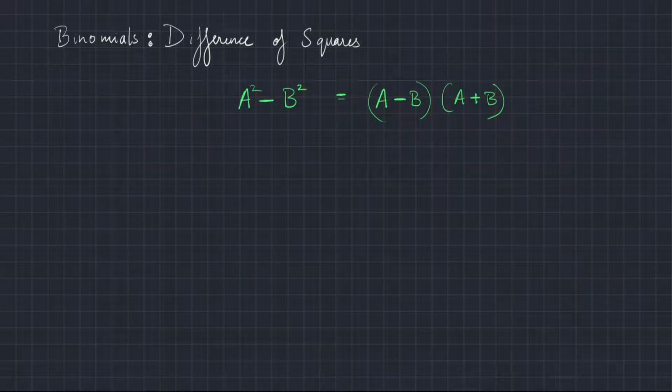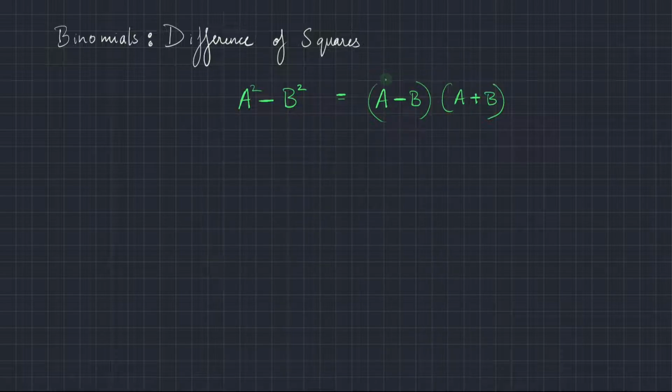Our next factoring strategy involves factoring binomials. Binomial factoring usually involves a difference of squares, and this formula is always going to hold true whenever there is a difference of squares, for example, a squared minus b squared. It's worth checking that this formula, that is a squared minus b squared equals a minus b times a plus b, is actually true. And remember how we check?